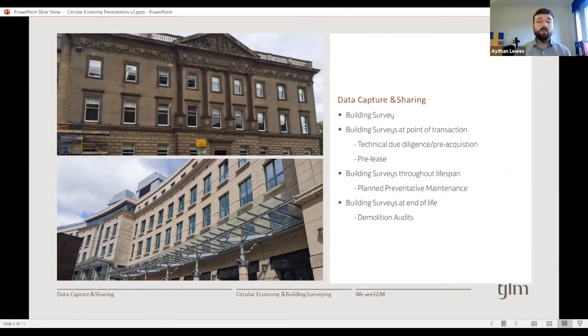At GLM now, we're working to add commentary to survey reports, primarily when working through the maintenance phase of a building's life, as to which materials are present that can then be recovered and used elsewhere.